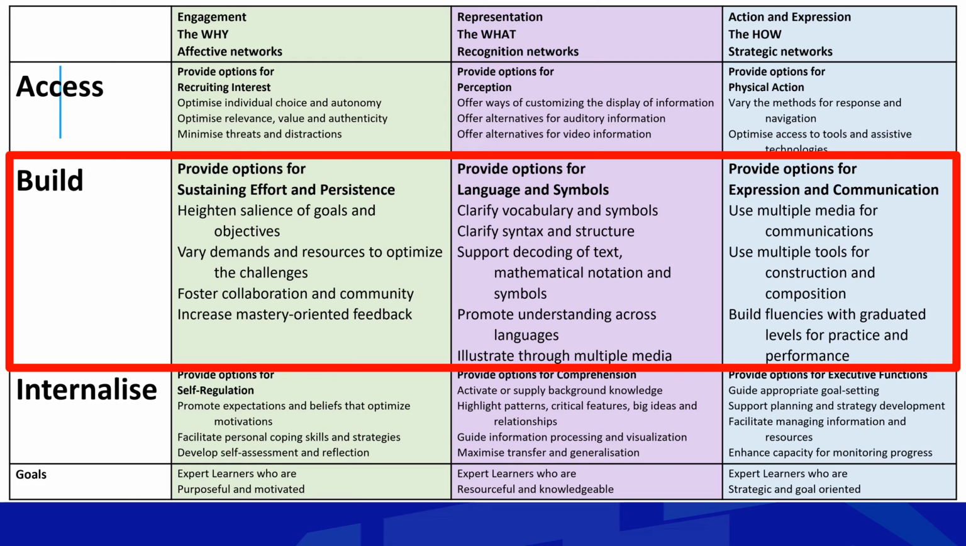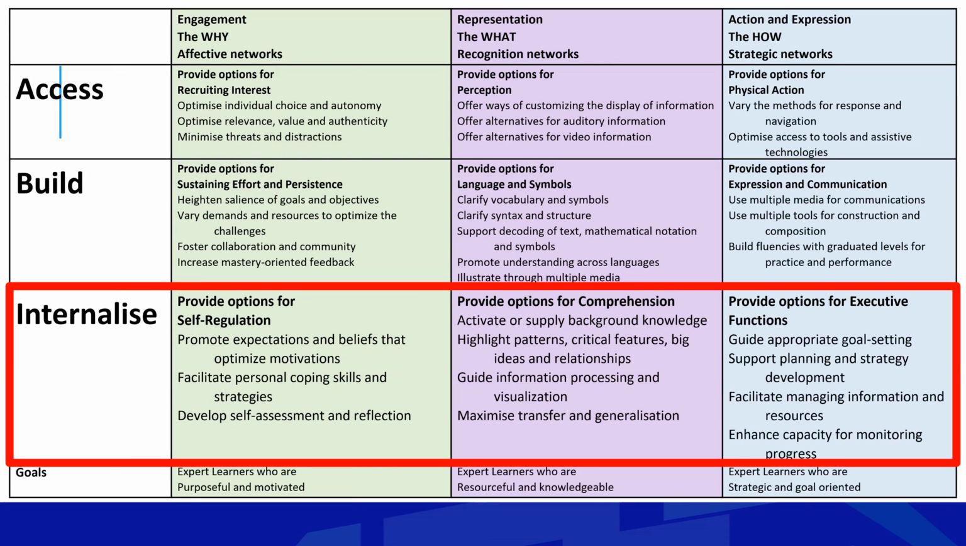Build is the next level. It includes guidelines that suggest ways to develop effort and persistence, language and symbols, and expression and communication. Finally, the internalize row. Its guidelines suggest ways to empower learners through self-regulation, comprehension, and executive function.